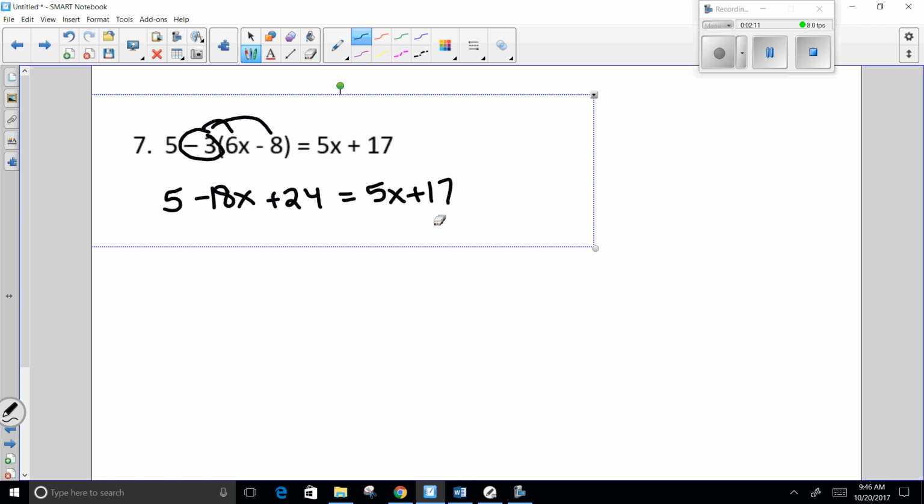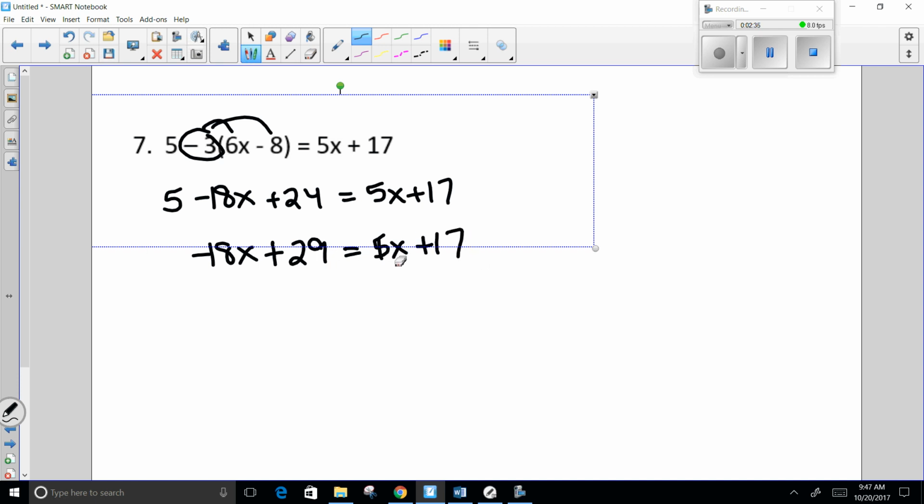Now what do I do? I want to take this 5 and this 24 and put them together. So they're like terms. They're on the same side of the equation, so I'm just going to add them together. I'm going to do what the signs tell me to. 24 and 5 is 29. And the negative 18x just drops down, and the 5x plus 17 drops down.